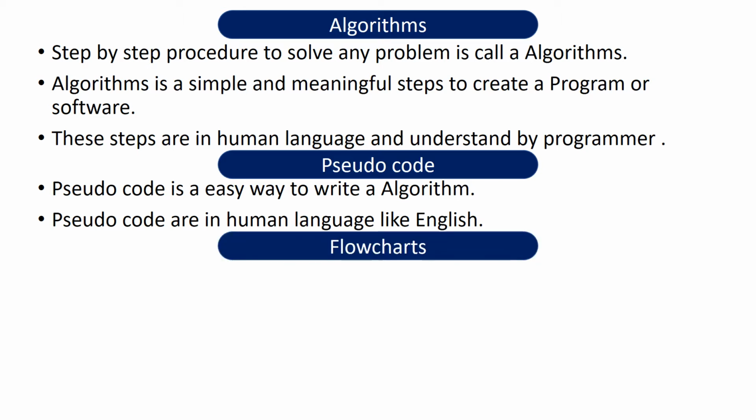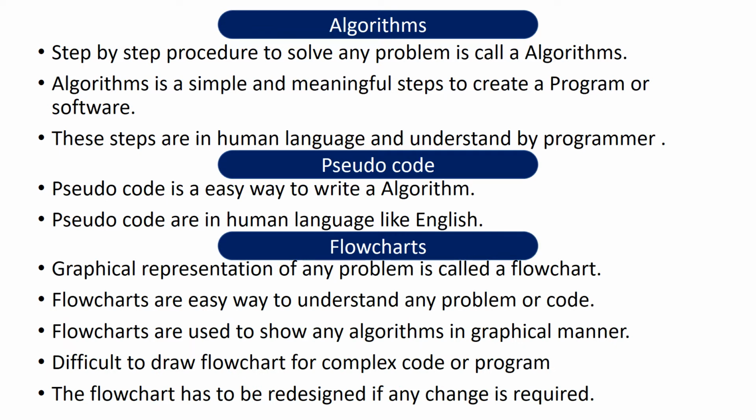Flowcharts. Graphical representation of any problem is called a flowchart. Flowchart is an easy way to understand any problem or easy way to write any code. Before writing any code, we make flowchart and algorithms, and with the help of these algorithm and flowchart, it becomes easy to write any program code.